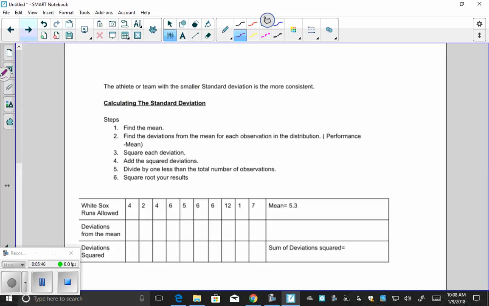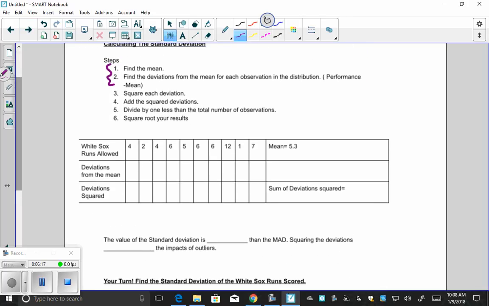The athlete or team with the smaller standard deviation is considered to be more consistent. So the smaller the standard deviation, the more consistent they are. So how do you find the standard deviation? Well, the first part to these two steps are the same as before. You're going to find the mean, which, using the example that we had yesterday, the White Sox runs allowed, our mean was 5.3. So check, we did step 1.